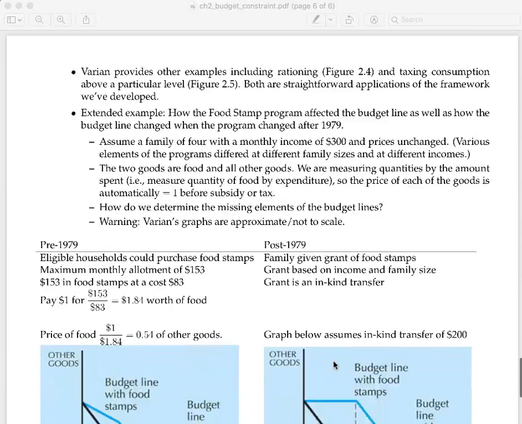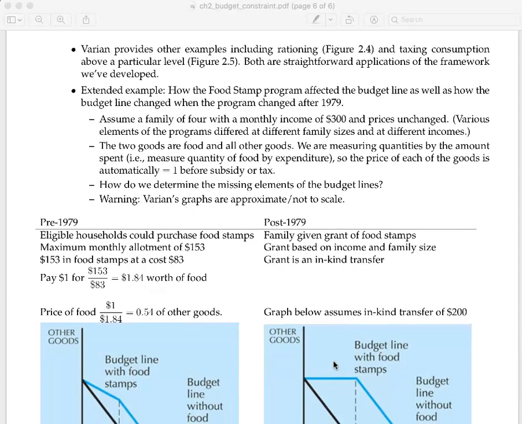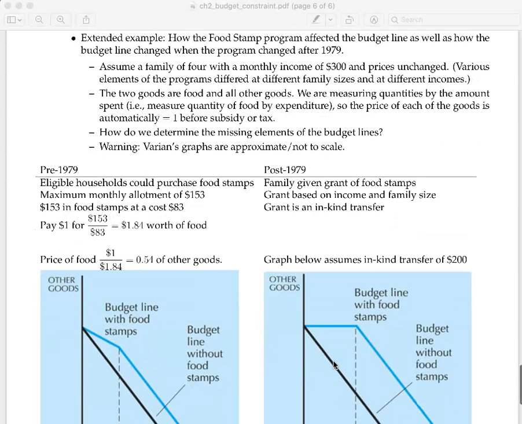Now, Varian provides some other examples, and they include rationing, tax and consumption above a certain level. I'm going to let you read about those on your own. They're pretty straightforward. The example I'm going to concentrate on here is how the food stamp program, now called the Supplemental Nutritional Assistance Program, or SNAP, affects budget lines under two different programs. So, a different kind of regime change in the program.